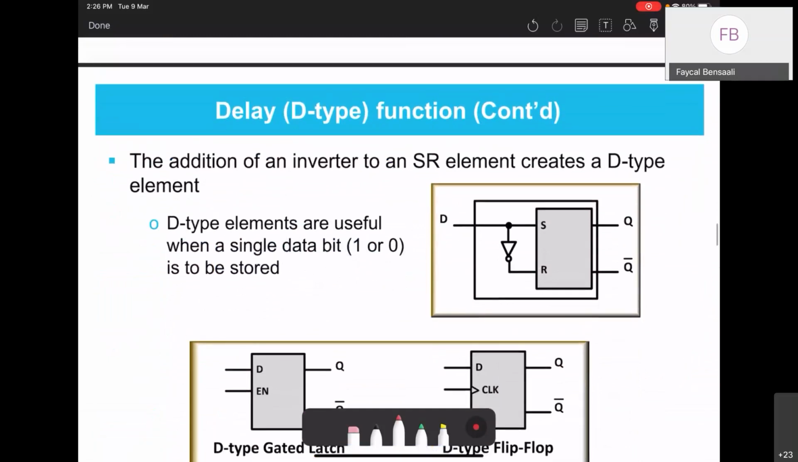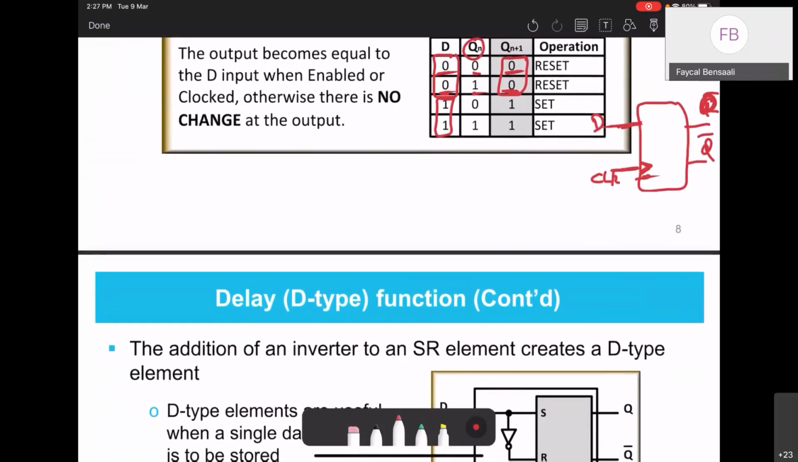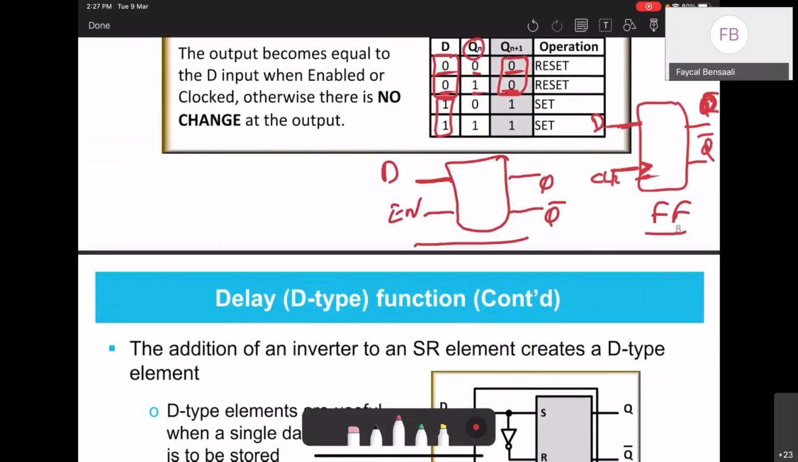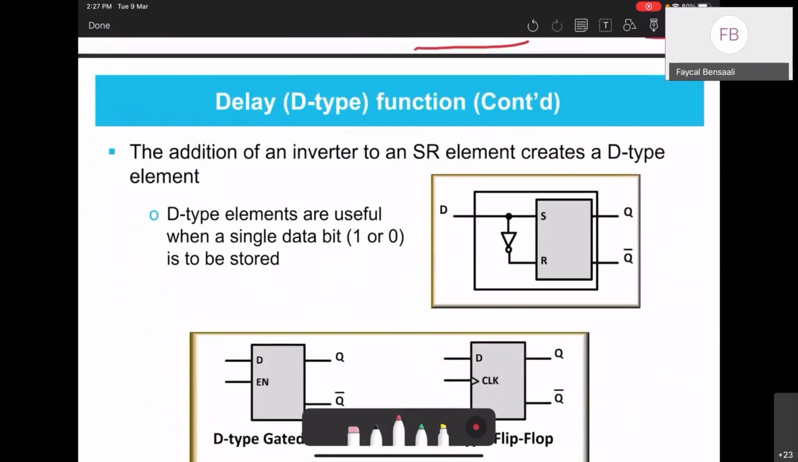If you have an SR latch, and this of course applies to the gated latch and to the flip-flop. So this is the flip-flop, and for the gated latch, we will have D, we will have enable, and then we will have Q and Q bar. So this is for the D gated latch, and this is for the D flip-flop. If you have an SR latch, you can build a D-type latch or gated latch. Of course, we need enable here.